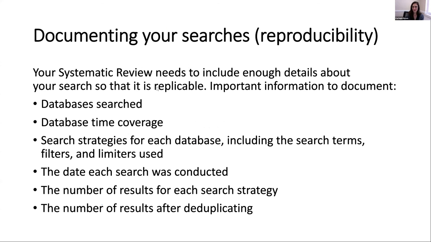All right, so really quickly, these are our last slides to document your searches. Your systematic review needs to include enough details about your search so that it's replicable. Important information to document are things like databases searched, the database time coverage, what search strategies you used for each database, including search terms and filters and limiters, the date each search was conducted, and the number of results for each search strategy. And you may also want to include the number of results after deduplicating the articles.